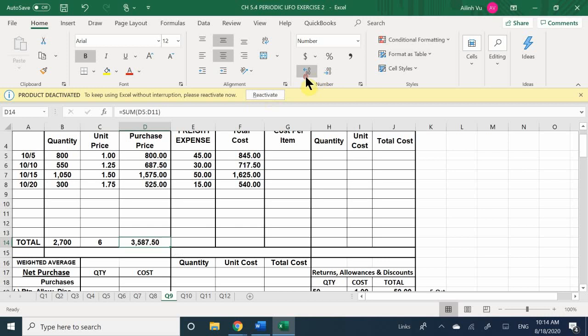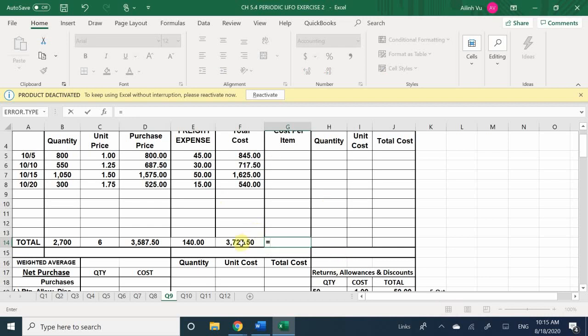358,750. Okay. And what's my total freight? 140. And what's my total cost? 3727.50. So what is my potential average cost per item here?